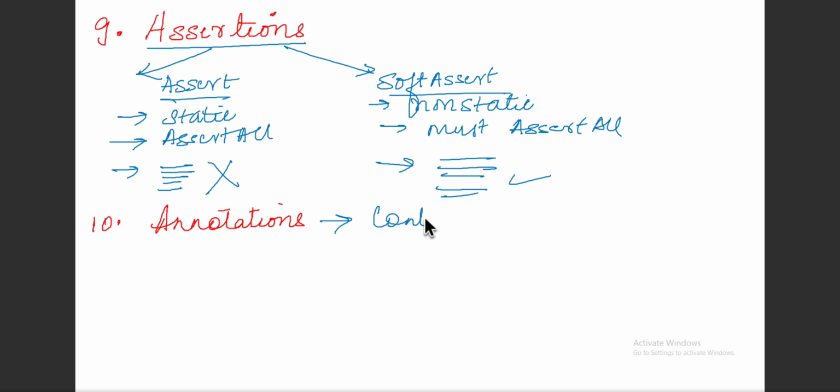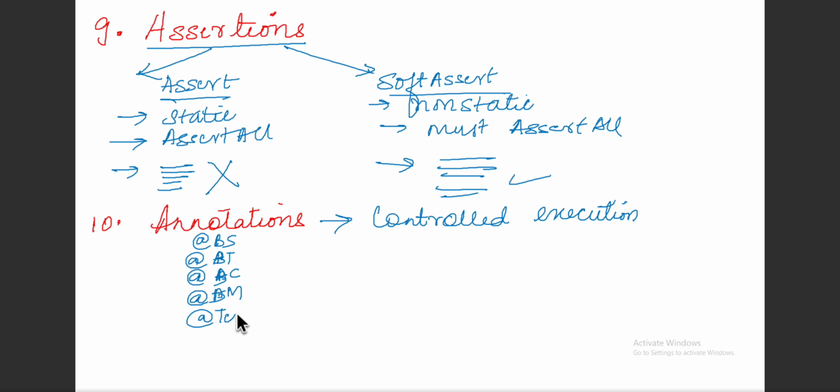We use annotations for controlled execution flow. For the controlled execution of the program, we use these annotations. They will ask you to explain the order of execution of annotations. Always: before suite, before test, before class, before method, test method, after method, after class, after test, after suite. This is the order of execution of the annotations.